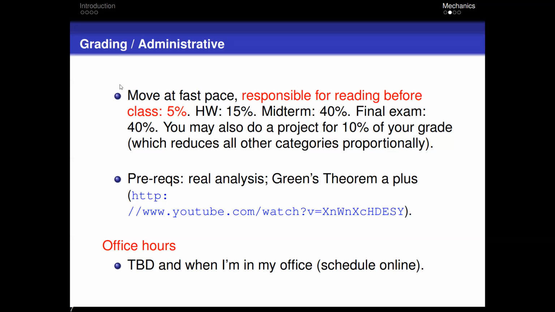So homework, 15%, midterm, 40%, final, 40%. If you want, you can do a significant project involving complex analysis, and I'm happy to then adjust how much everything else is worth. So if that's something that you're interested in, let me know.